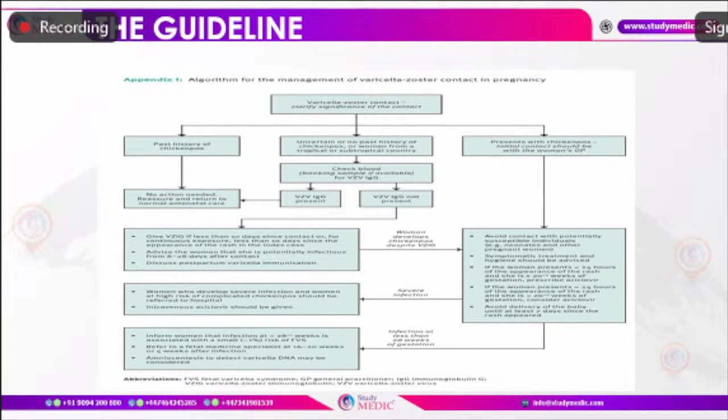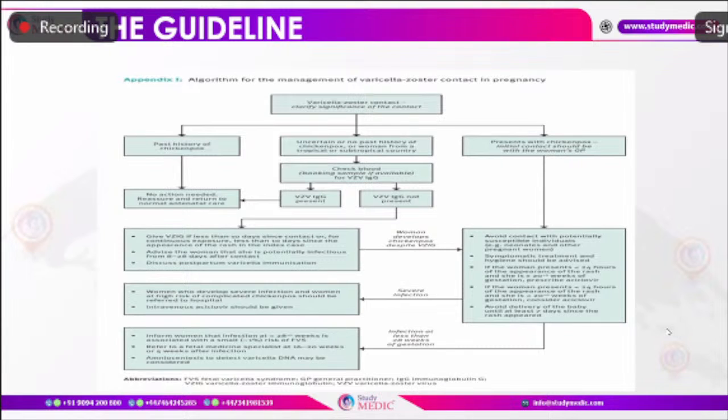Second thing, we are going to start symptomatic treatment and hygiene needs to be advised. Now, if the woman is presenting within 24 hours of the appearance of the rash and also her weeks of gestation is more than or equal to 20 weeks, then we can give her acyclovir. However, if the woman is less than 24 hours and her weeks of gestation is less than 20 weeks, still acyclovir can be considered. And you're going to avoid the delivery of the baby at least 7 days since the rash has appeared so that there is enough amount of immunity and the immunoglobulins are being passed on to the neonate.